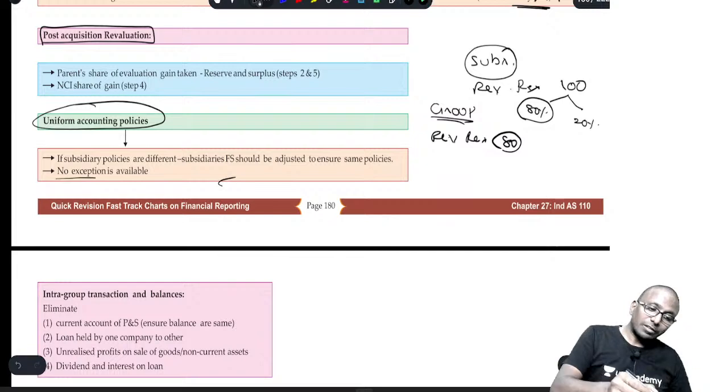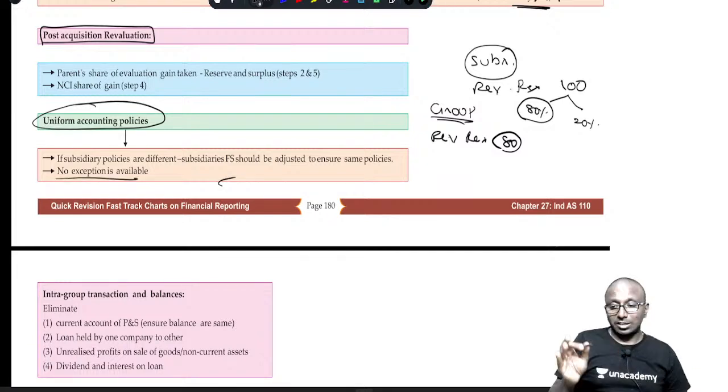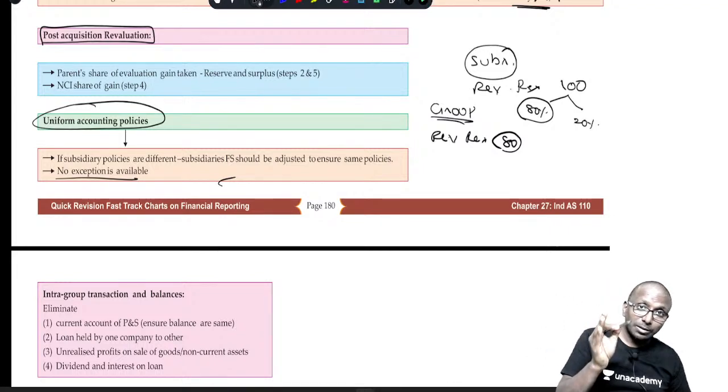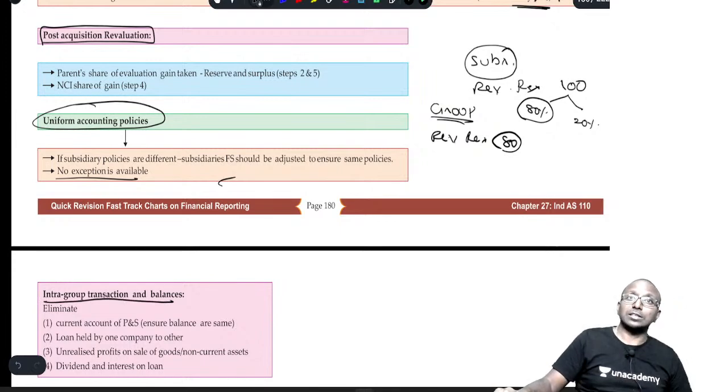No exceptions are available. Mandatorily, the subsidiary company has to prepare financial statements in line with the accounting policies of the parent company. Getting my point? Done.